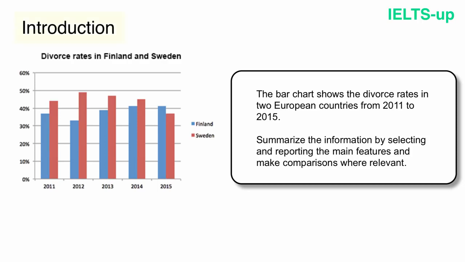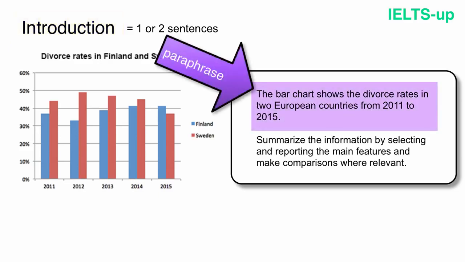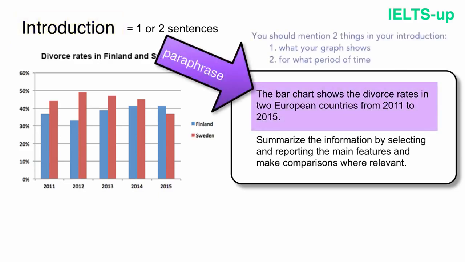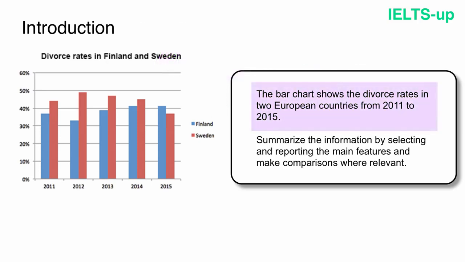And our first paragraph is an introduction. The introduction is 1 or 2 sentences where you simply paraphrase the information from your question. You should mention 2 things in your introduction: what your graph shows and for what period of time. So, instead of writing the bar chart shows the divorce rates in 2 European countries from 2011 to 2015, we should write a paraphrased version of this information by using synonyms.